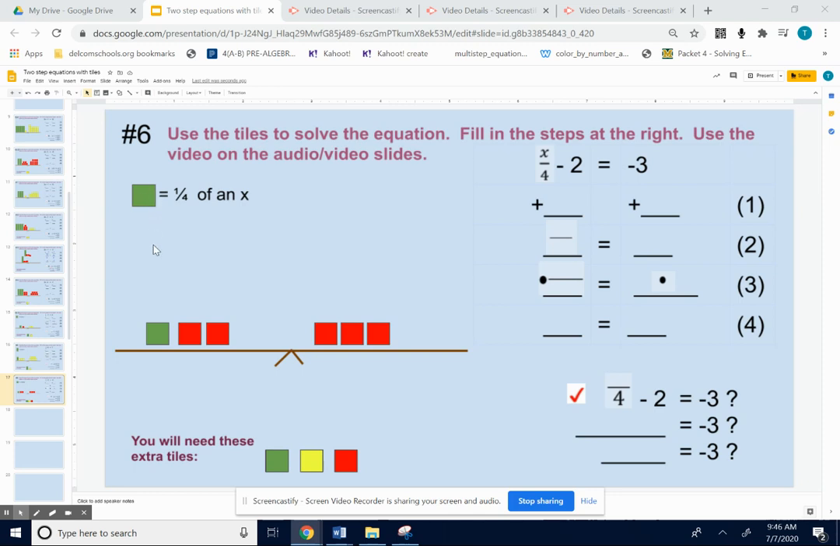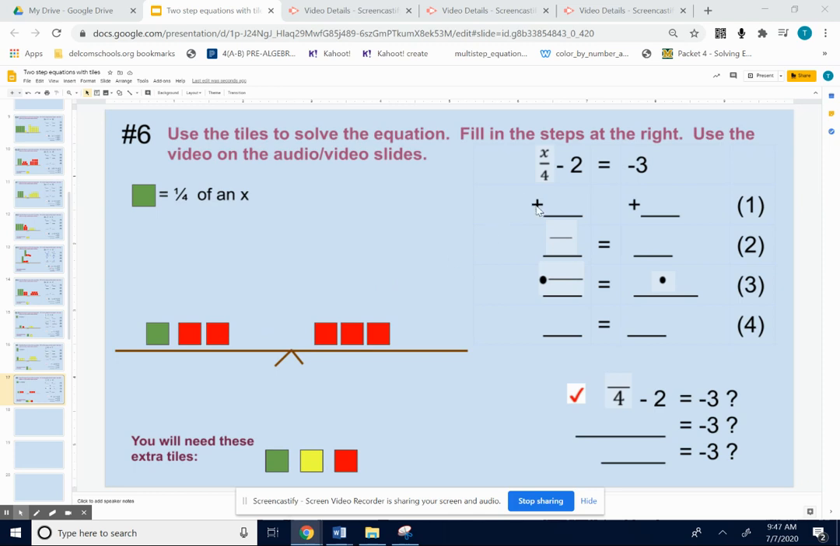So this green rectangle is supposed to be this fourth as big. I know it looks like it's the exact same size as the squares. But think about what you can do first to get rid of the stuff next to the partial rectangle.